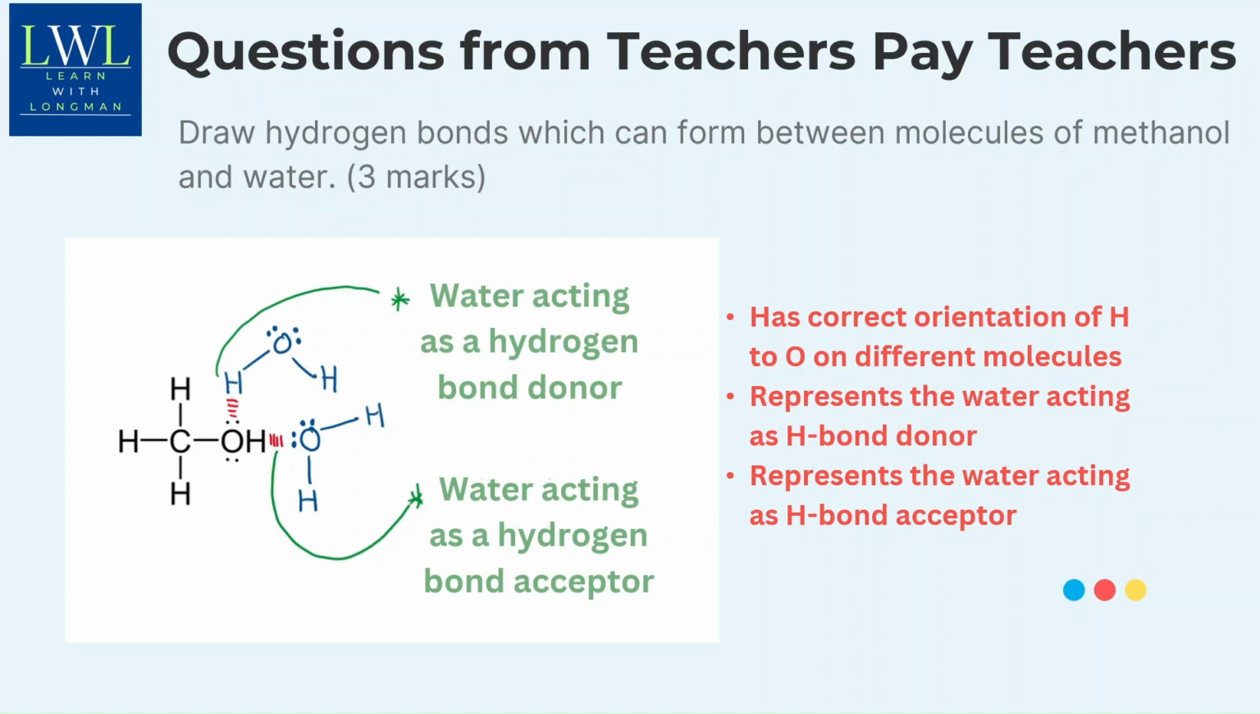You have the correct orientation of hydrogen and oxygen on different molecules in your hydrogen bond. You're representing the water acting as a hydrogen bond donor, and you're representing the water acting as a hydrogen bond acceptor. Even if you haven't used that language, you've identified that there's more than one way that a hydrogen bond can occur between these 2 molecules.